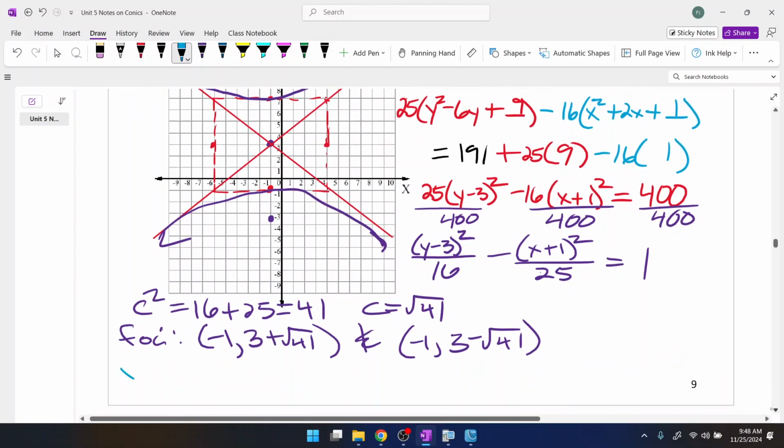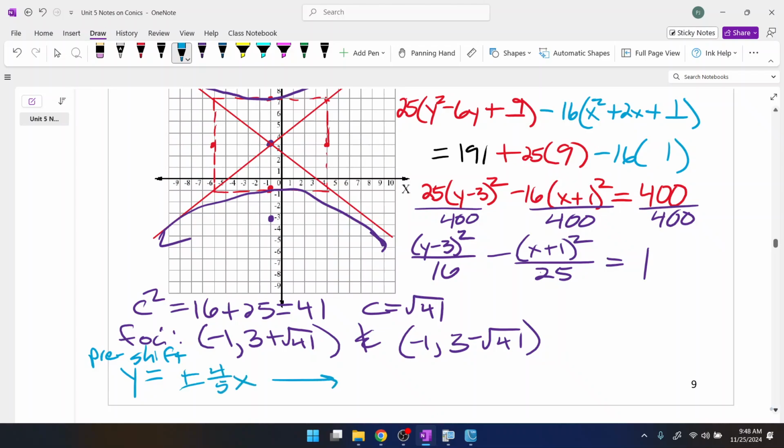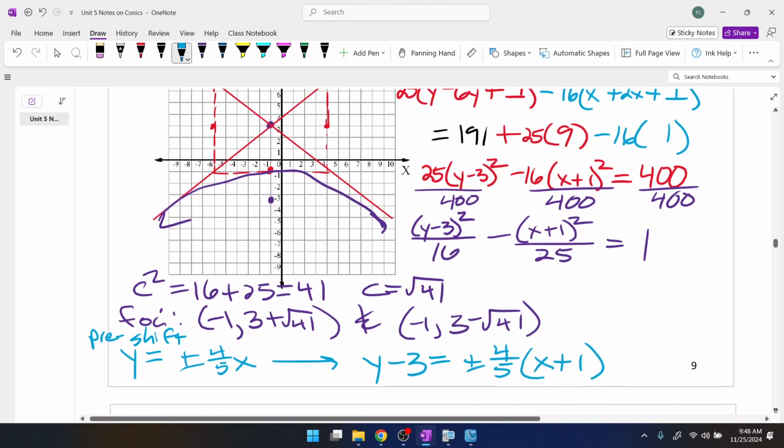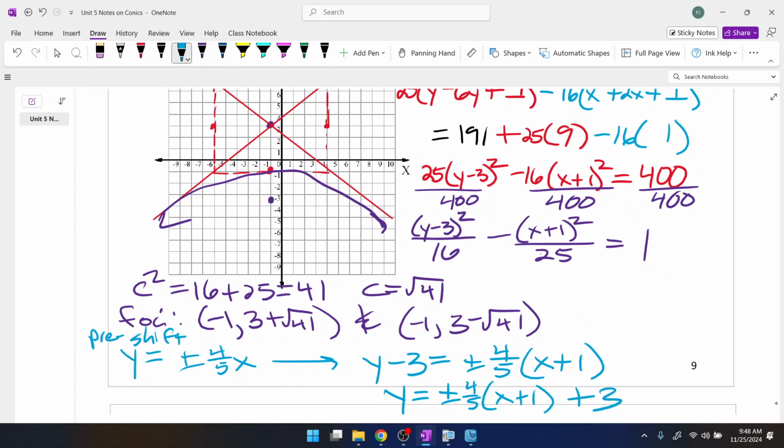Now the asymptotes are pretty simple here. Pre-transform, or pre-shift, y equals, let's see, you go up 4 and over 5. But after you shift, it's going to be y minus 3 equals plus or minus 4/5 times (x plus 1). And just move the 3 over. y will equal plus or minus 4/5 times (x plus 1) plus 3.